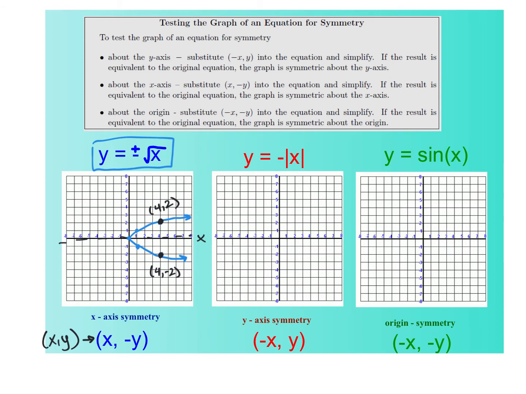Another one to look at, in the middle here, we have y is equal to negative the absolute value of x. This is going to have y-axis symmetry because it's going to be symmetrical about the y-axis. So our absolute value function will take the form of a V. If I'm multiplying that by negative 1 on the outside, it's going to be reflected upside down. So it will look something like this.